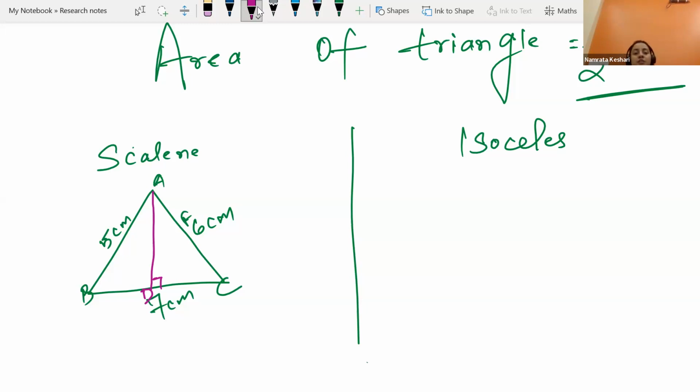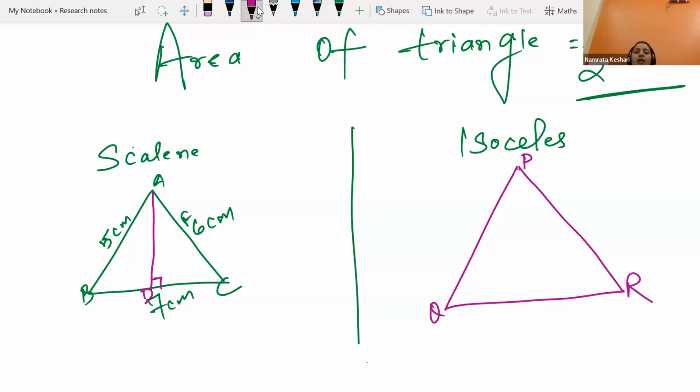So till now, purposefully, you have got such questions where the height used to be given. However, such a scenario also exists where finding the height is not possible. If the height is not known, then finding the area is also not possible. What about the isosceles triangle? There also it is not possible. So let me take one example. Suppose we have an isosceles triangle. I am giving it the name PQR. Here side PQ I am giving 6 centimeter, side PR also 6 centimeter, and side QR 8 centimeter.